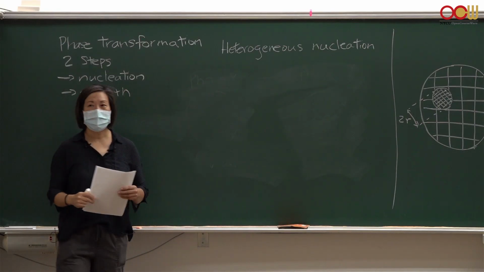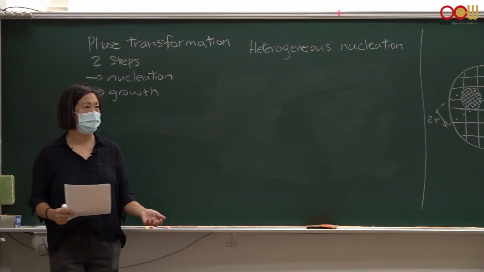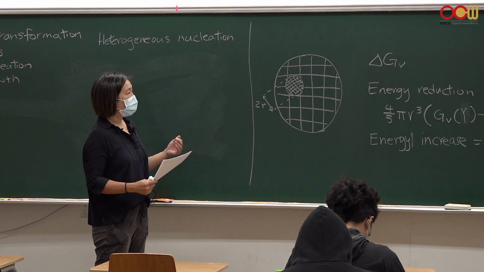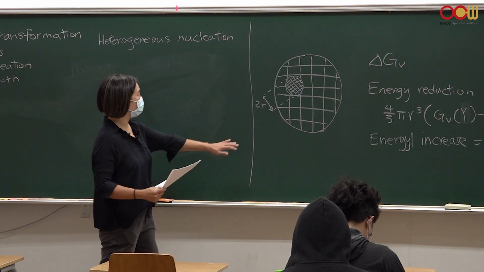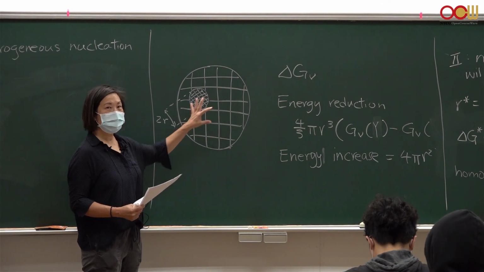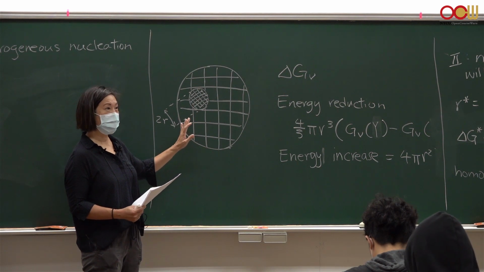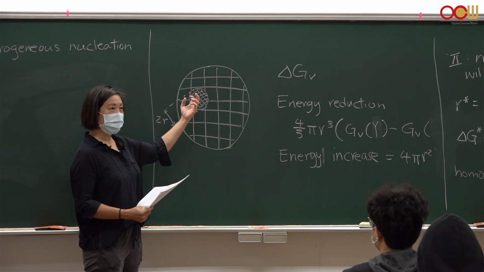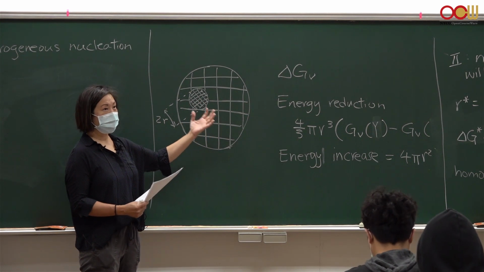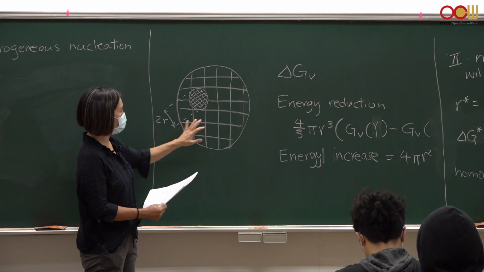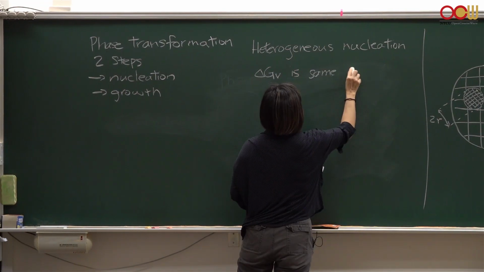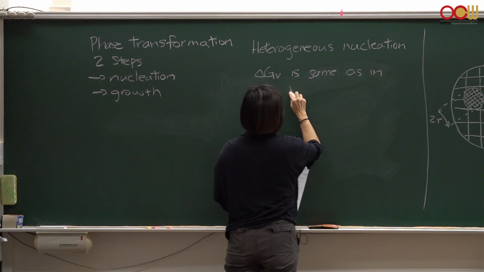So what happens when you have heterogeneous nucleation? In heterogeneous nucleation, your delta G sub V is still the same. So the change in volumetric free energy due to the phase transformation stays the same, because you still have a new phase that has a lower volumetric free energy compared to the old phase. And you're still talking about the same material, so this part doesn't change. Delta G sub V is the same as in homogeneous nucleation.